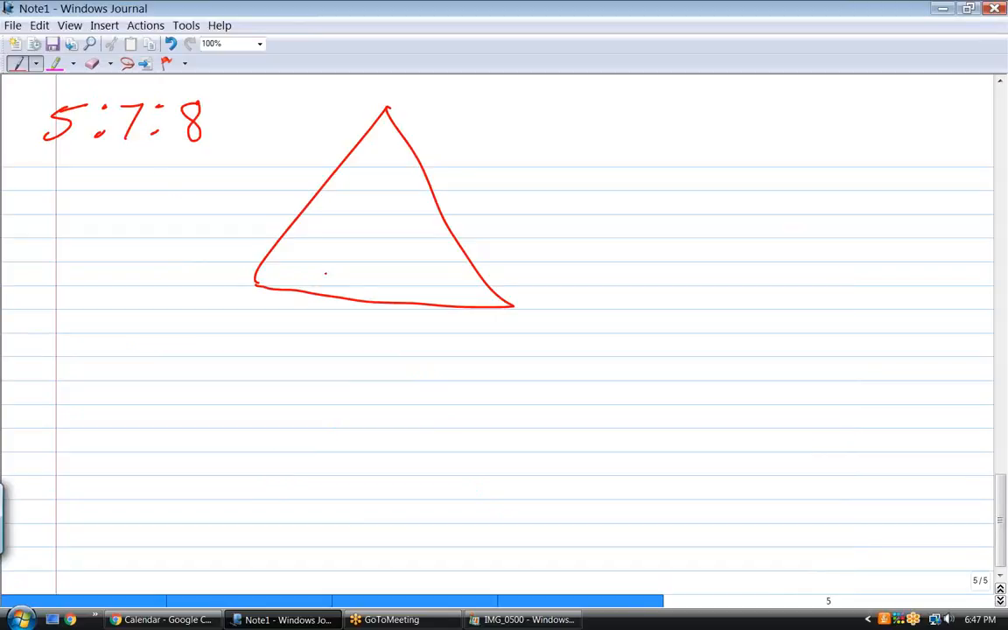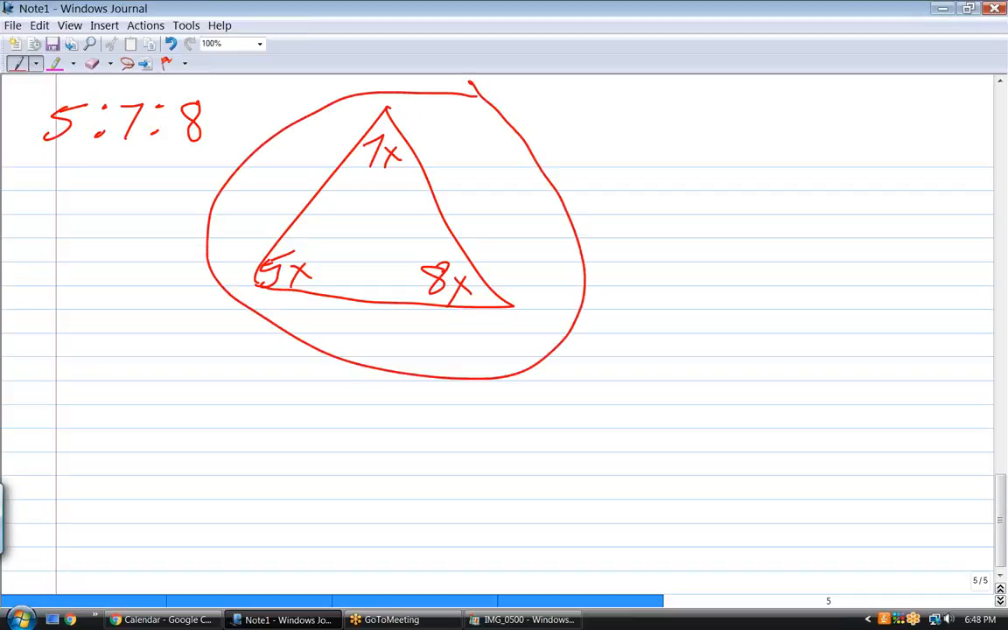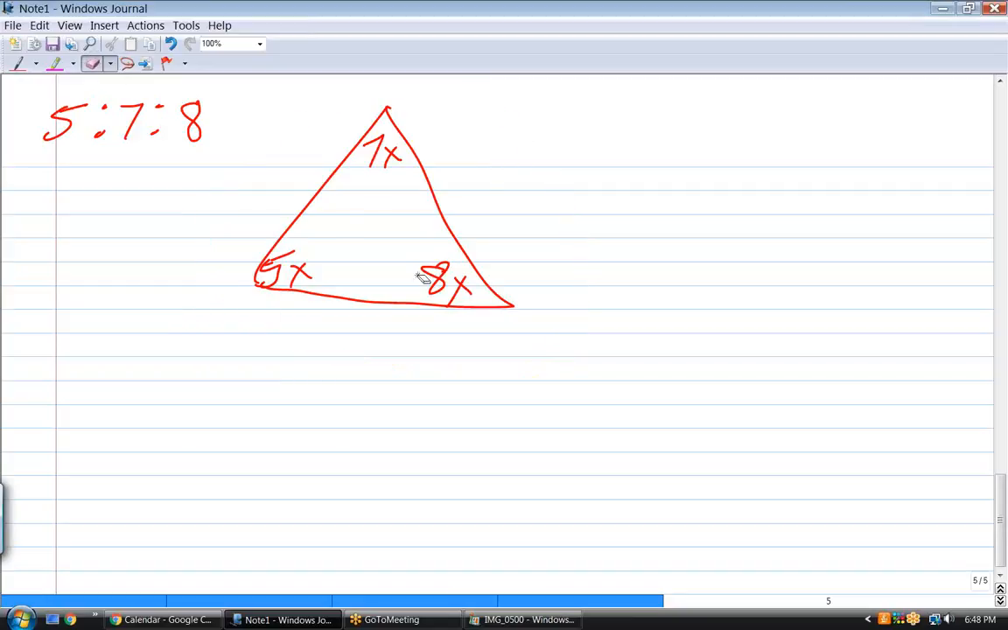In other words, if the three angles are in this ratio, then what they really are is 5x, 7x, and 8x. If my angles are defined that way, then they're definitely in a 5 to 7 to 8 ratio, right? And now the reason the introduction of the variable is important is because now I can write an equation.